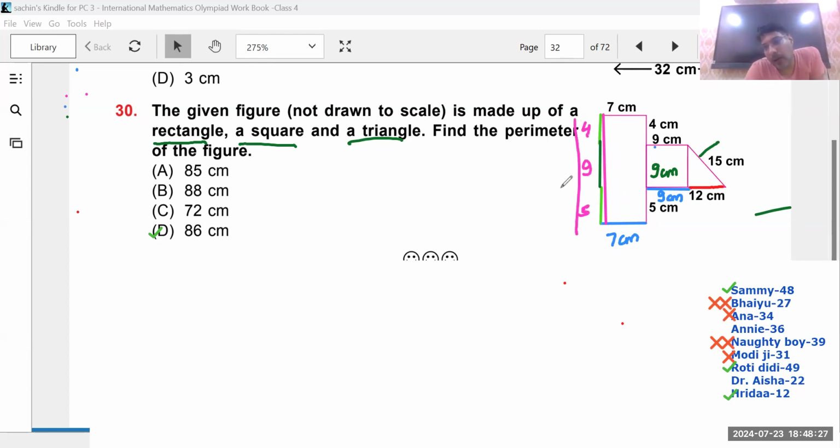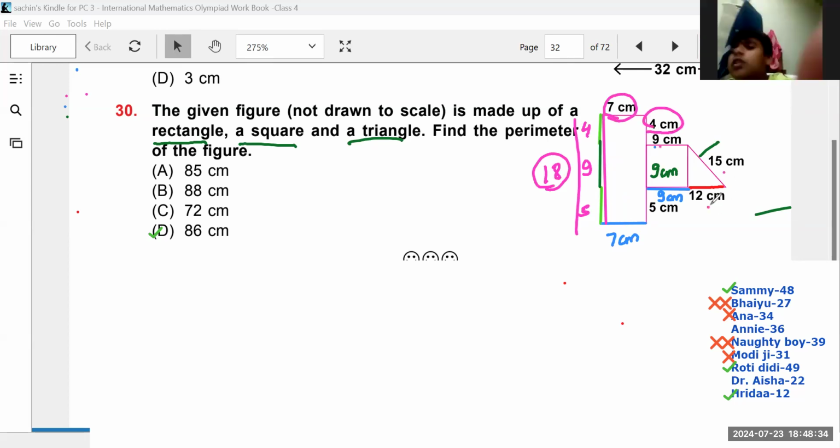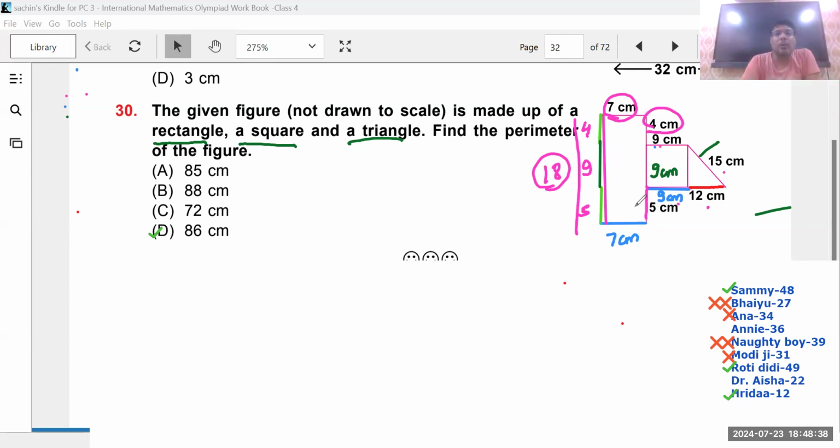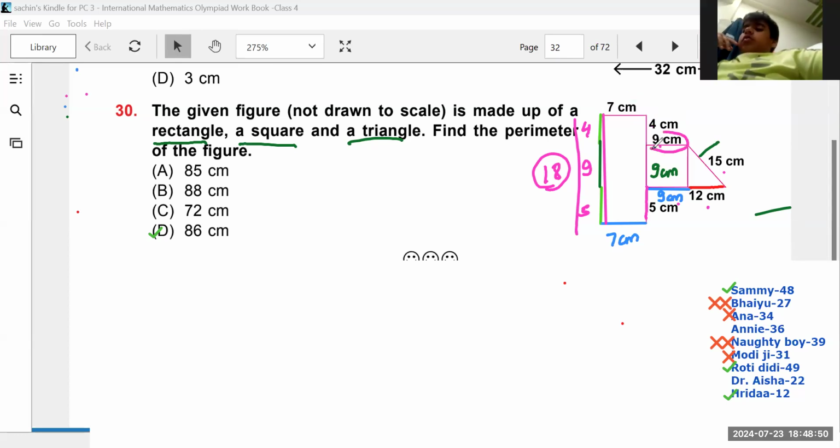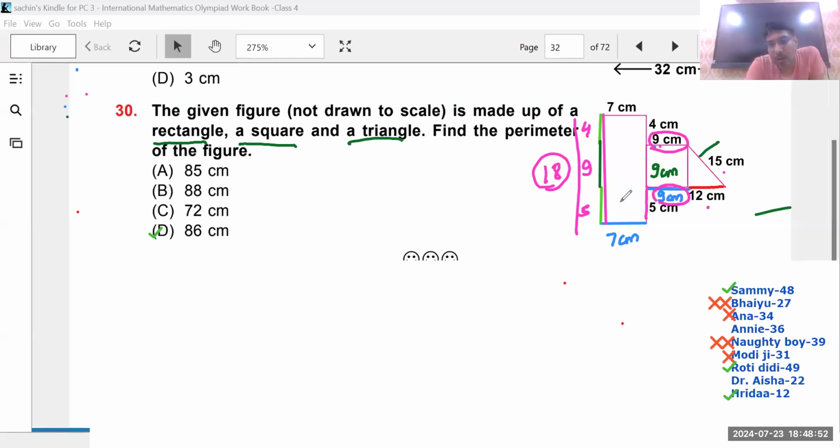So total it will be how much? 18. So then we have to add 18 plus 7 plus 4 plus 9 plus 15 plus 12 plus 9 plus 5. Remember, the inside boundaries will not be added. So whatever is inside will not be added. So I will try to add the 9s first. So this 18 becomes 27. This becomes 36. So I have added the 9s first.